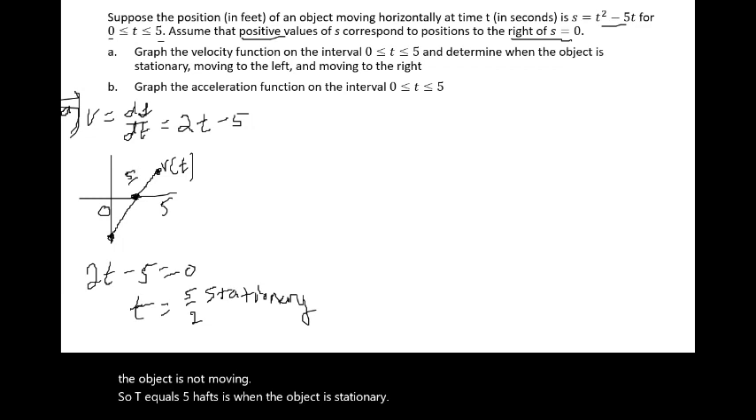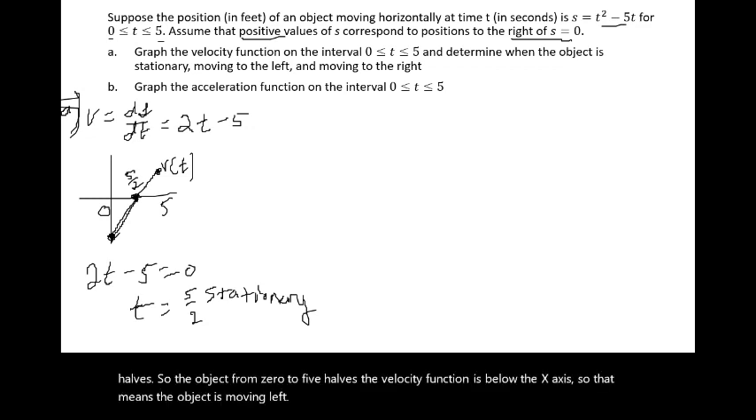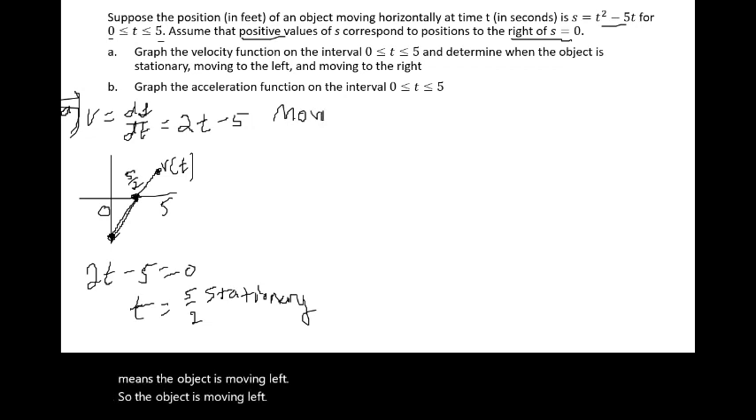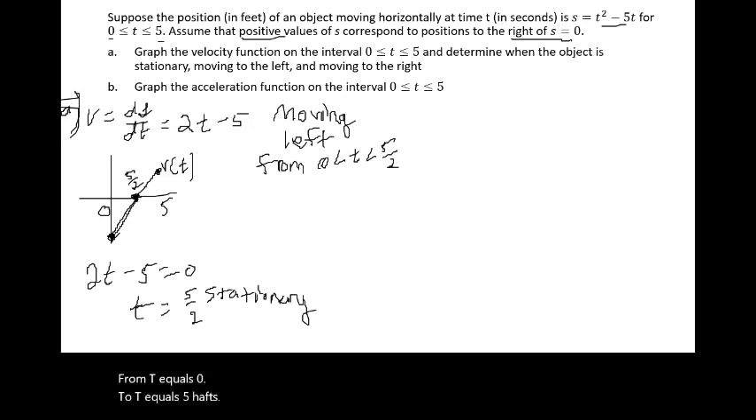So right there, that is 5/2. So the object from 0 to 5/2, the velocity function is below the x-axis, so that means the object is moving left, from t equals 0 to t equals 5/2. It is stationary at 5/2. So stationary at 2.5 seconds.